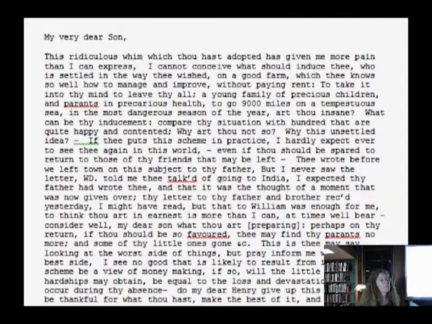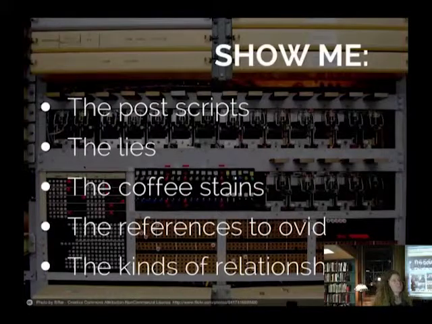And so a computer can help us search this, but it can't help us answer a whole lot of other questions we have when we think back to that box of letters. It can't show me all the postscripts. It can't tell me where there are lies in the letters. It can't help me find coffee stains on the letters themselves, or where references to Ovid exist within this corpus of letters. It can't tell me the kinds of relationships there are.